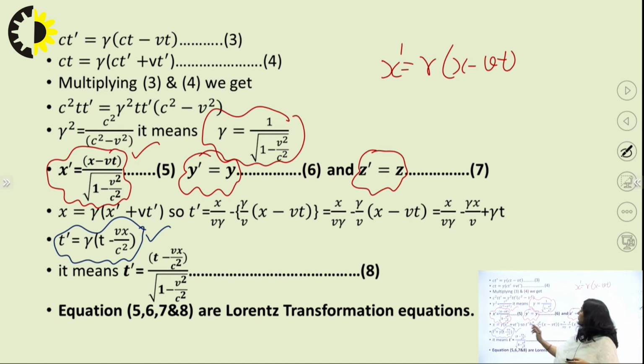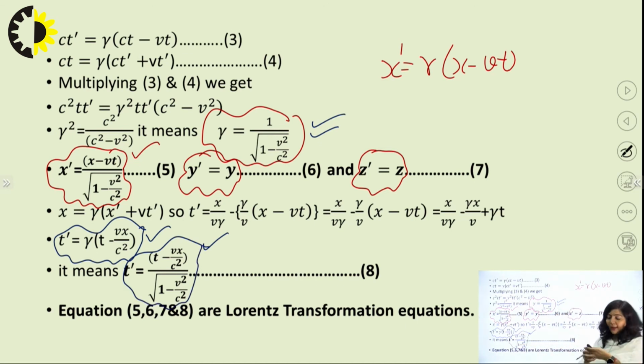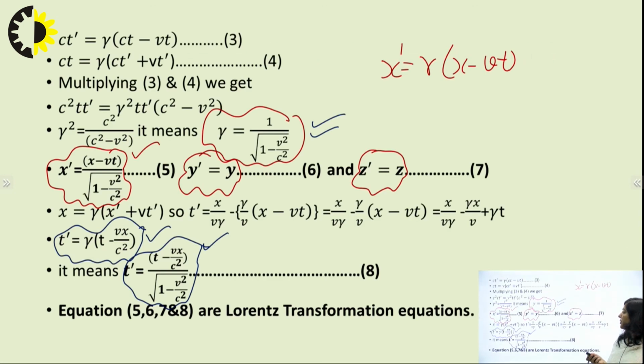Just substitute the value of gamma. You will get t' equal to (t minus Vx upon C square) upon under root 1 minus V square upon C square. So now you have a set of 4 equations: equation numbers 5, 6, 7 and 8. Equations 5, 6, 7 represent position coordinates and 8 is your time coordinate. These are your 4 Lorentz equations. This particular set of 4 equations is known as Lorentz equations.